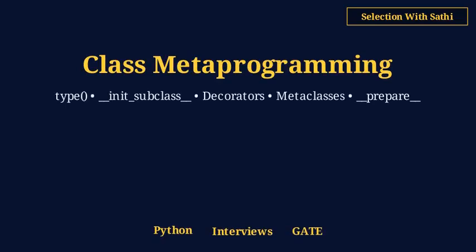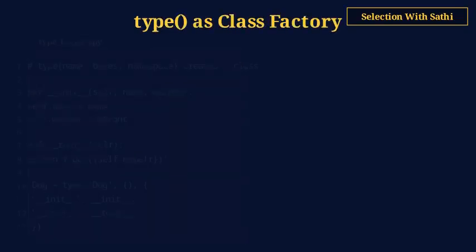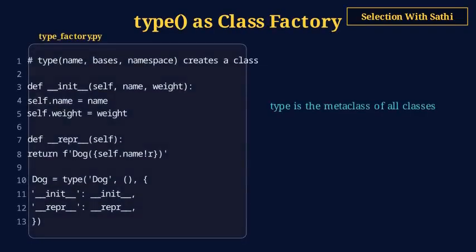Today we explore class metaprogramming from Fluent Python chapter 25. We will learn how to create classes dynamically with type, how __init_subclass__ hooks into class creation, how class decorators modify classes after they are defined, and how metaclasses control the creation process itself.